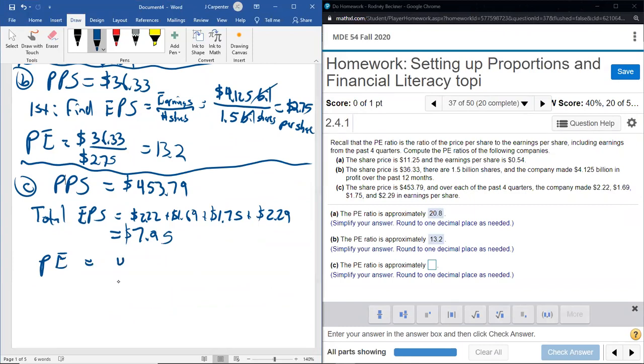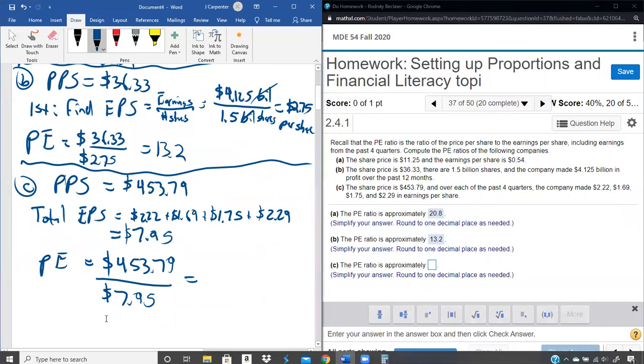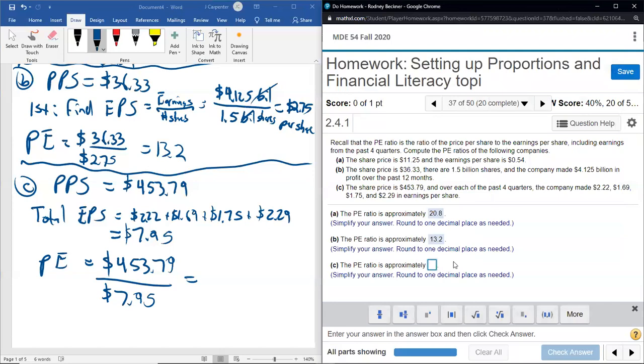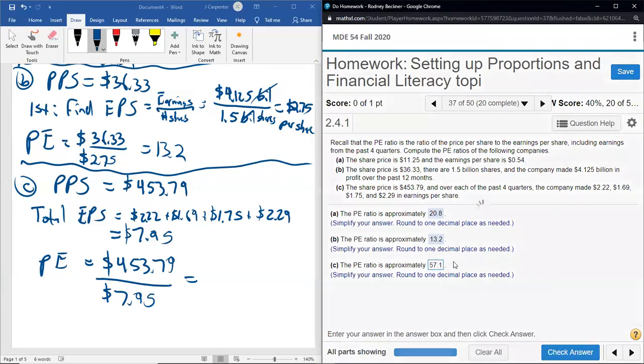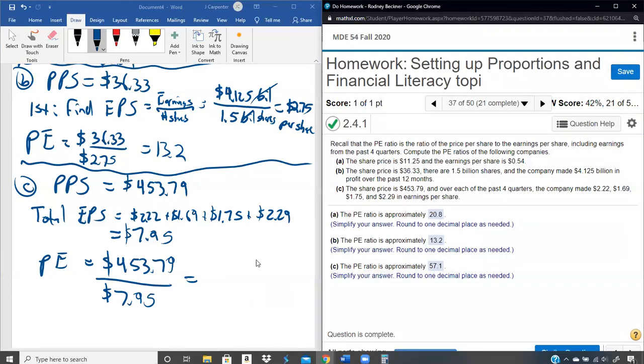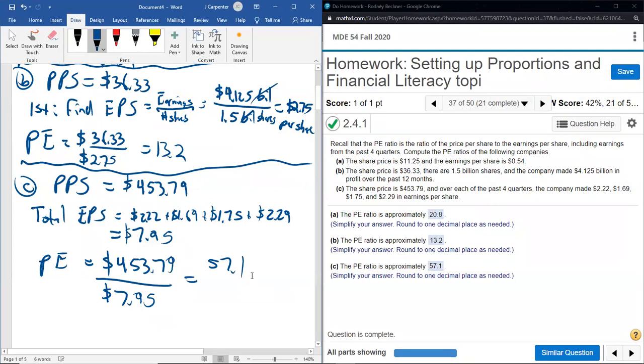The PE ratio is the ratio of price per share to earnings per share. Price per share was $453.79 for the dollar amount. The earnings per share we calculated to be $7.95 per share. So let's divide those 2 values. 453.79 divided by 7.95. And we get 57.08, which would round to 57.1. Let's see if 57.1 is right. We got it.